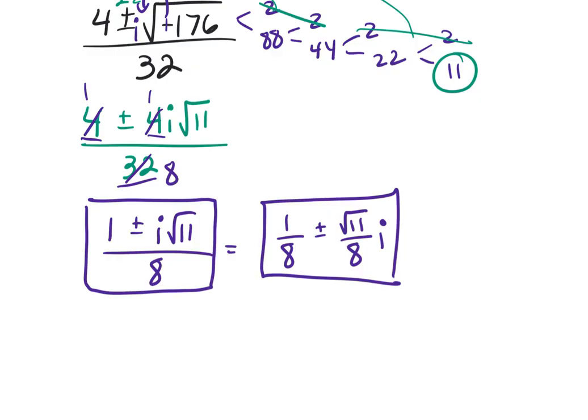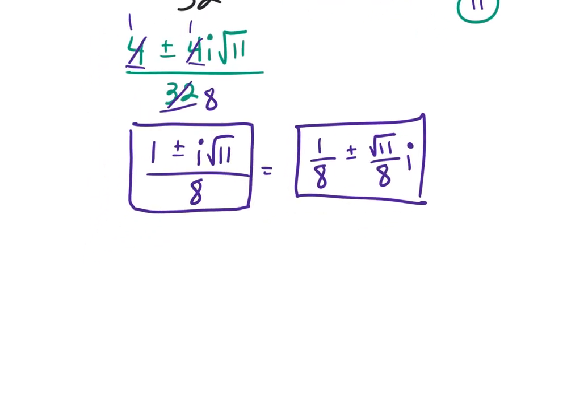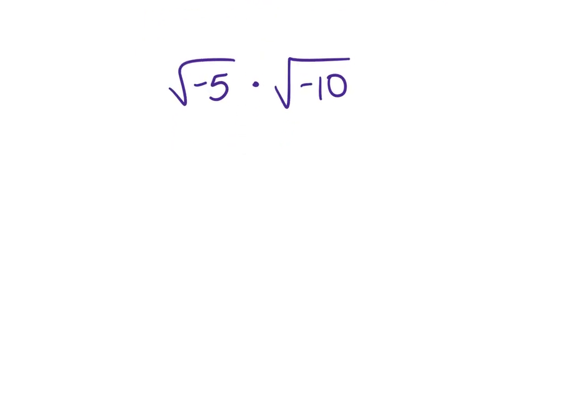Questions? The only thing that's not on this warm-up that was also in the notes is if you're multiplying two square roots that are negative. This is a common mistake people make, which is why I want to go over it real fast. This does not equal the square root of 50. I cannot multiply out what's underneath. The very first thing you have to do is take out the i.